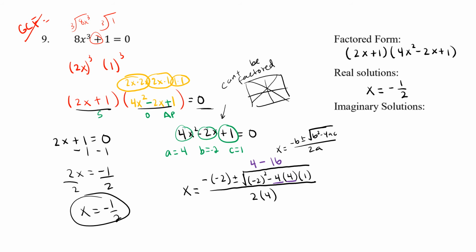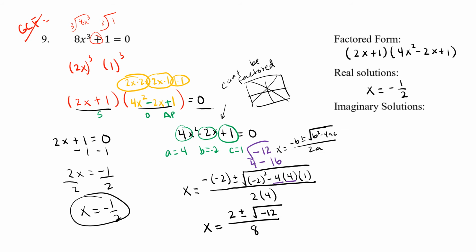4 minus 16 is negative 12, and that's why it's going to have to be imaginary. We have a negative inside of our square root. I'm just going to rewrite what we have. X equals negative 2 becomes a positive 2, plus or minus the square root of negative 12, which is what we just found, all over 2 times 4, which is 8.